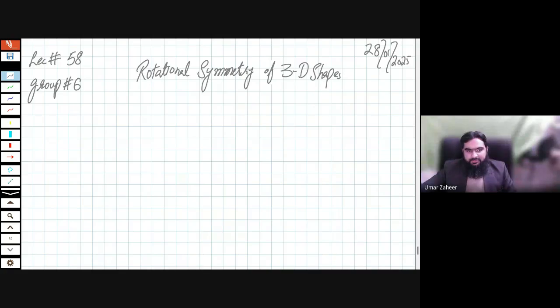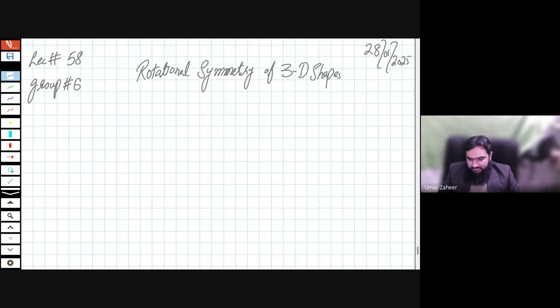Okay, Bismillahirrahmanirrahim. In the last class, we discussed the plane symmetry of 3D shapes. Today we are going to talk about the rotational symmetry of 3D shapes. We will firstly complete it and then move on to the topical questions of symmetry.